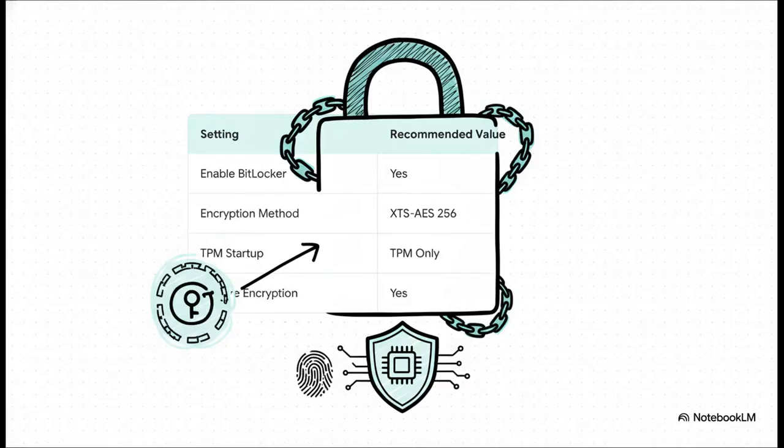Okay, let's talk about the main settings here. Obviously, we're going to enable BitLocker, but we're also going to be specific and choose the really strong XTS AES 256 encryption. Now, this next one is important. TPM startup set to TPM only. What that does is it basically chains the encryption key to the physical hardware of that specific device. It's a huge security boost because it means a thief can't just rip out the hard drive, plug it into another computer, and read your data.